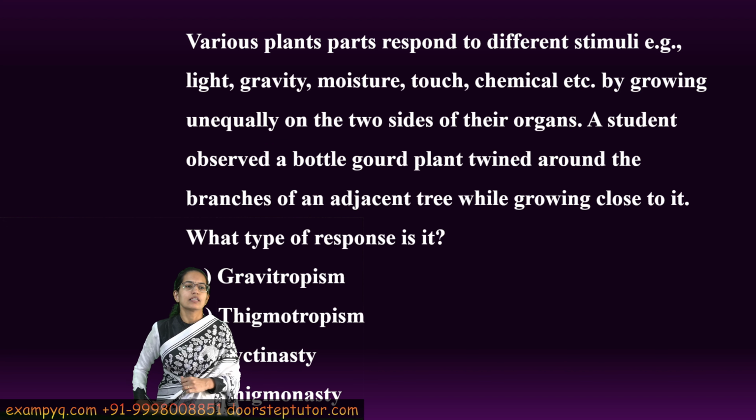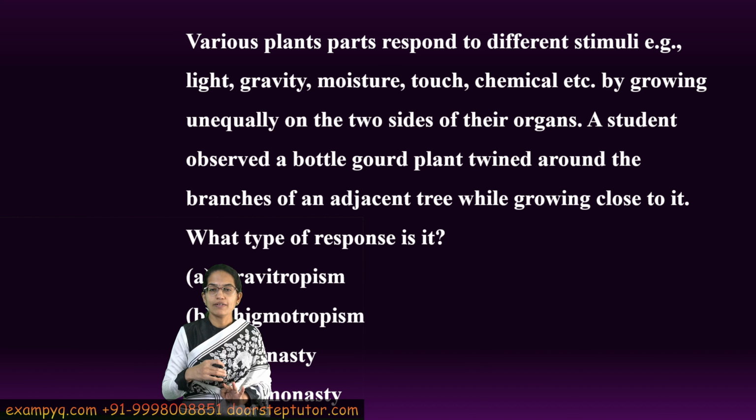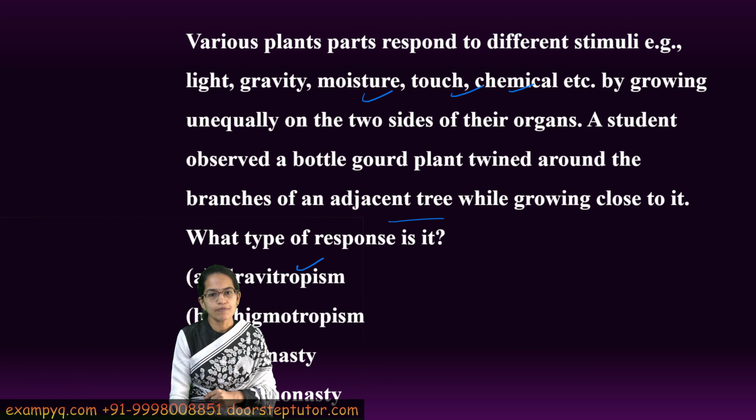The next is, various plant parts respond to various phenomena. For example, light. Then you have gravity, so we call it gravitropism. Then there is moisture, touch, chemical. All of them have a different effect. Now, what is the case given here? A student observed that a bottle gourd plant twined around the branches of an adjacent tree while growing close to it. Why does it happen?